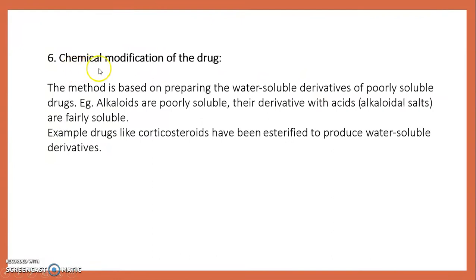The next method is chemical modification of the drug. The method is based upon preparing a water-soluble derivative of a poorly soluble drug. Example of it, alkaloids are poorly soluble, but their derivatives with acids, the alkaloidal salts, are fairly soluble. Another example, drugs like corticosteroids have been esterified to produce water-soluble derivatives.